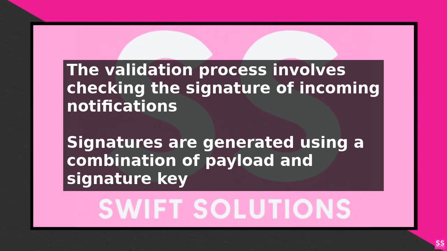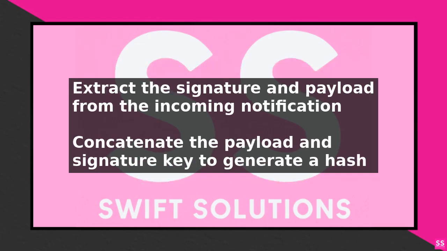Practical example. For example, suppose you receive a webhook notification with the following payload and signature. The payload is a JSON string containing information about a payment event. The signature is a base64 encoded string provided in the Authorize signature header. To validate this notification, you would first extract the signature and payload. Then, you would concatenate the payload and your signature key and generate a hash using the HMAC-SHA-512 algorithm. Finally, you would compare the generated hash with the provided signature.